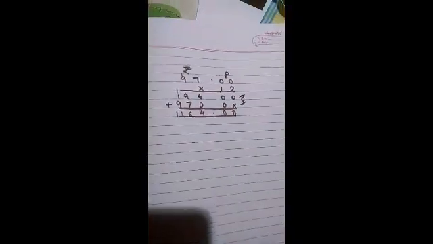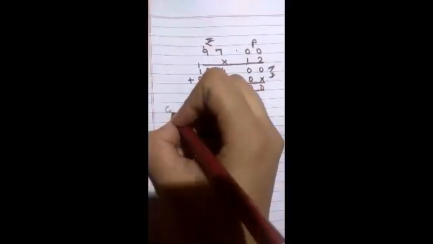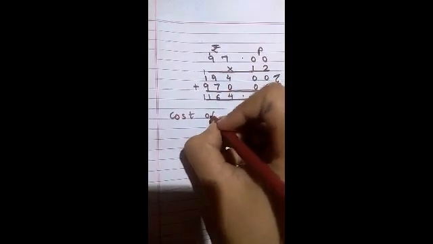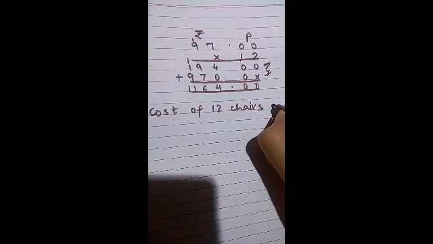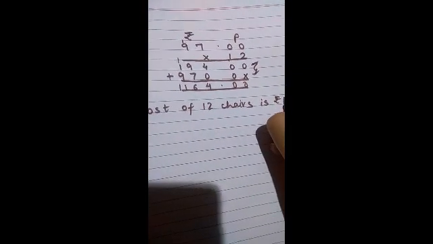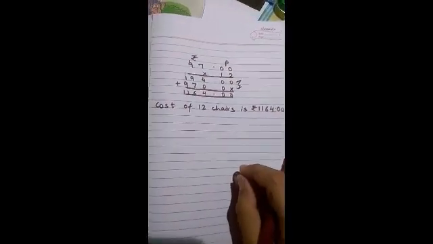Just put a dot here. Count 2 digits from the right and put a dot. So what is the amount? 1164 rupees. So cost of 12 chairs will be rupees 1164 and 00 paise. Understood?